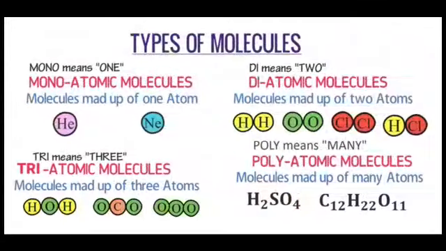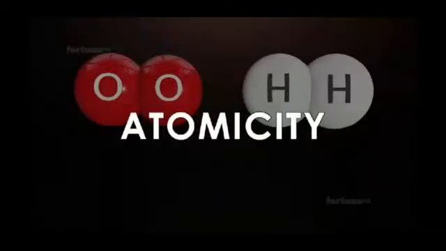Polyatomic molecules. Poly means many. Molecules that are made up of many atoms are called polyatomic molecules. Examples for polyatomic molecules are sulfuric acid H2SO4, sugar molecule C12H22O11. Next, we will learn about atomicity.